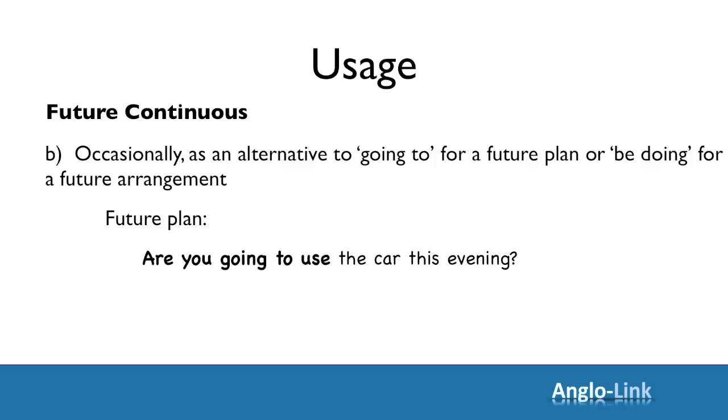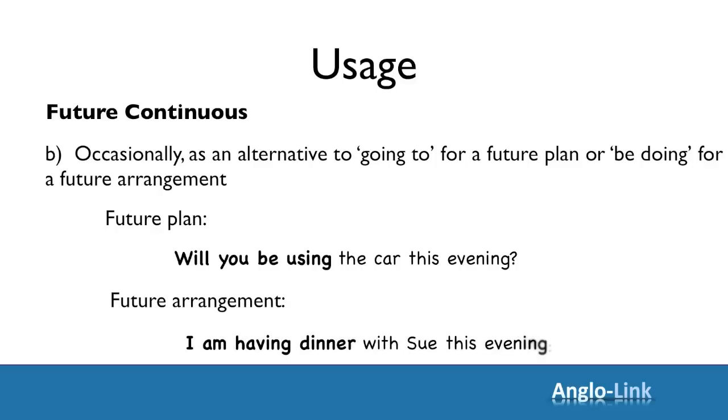For example, are you going to use the car this evening? Future continuous is an alternative here. You can say, will you be using the car this evening? For a future arrangement, we saw that we use the present continuous tense. I'm having dinner with Sue this evening. Once again, the future continuous tense can replace this form. I will be having dinner with Sue this evening.